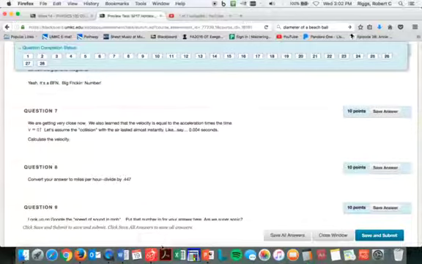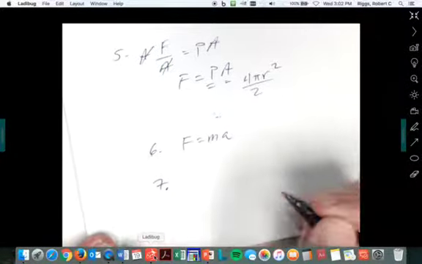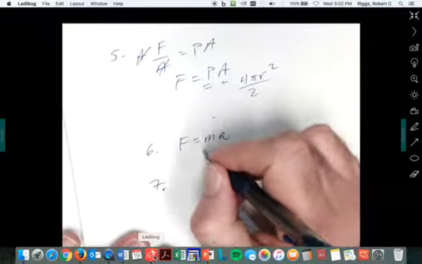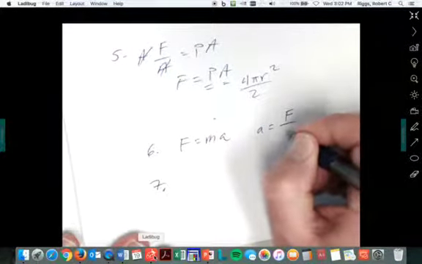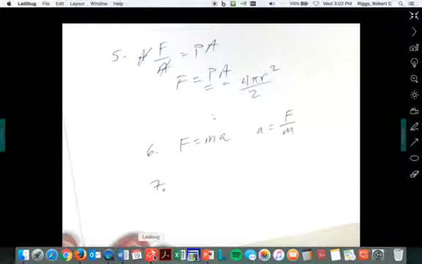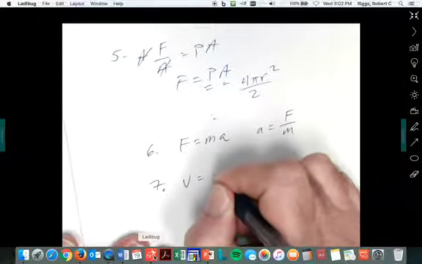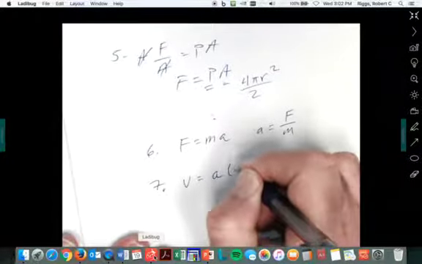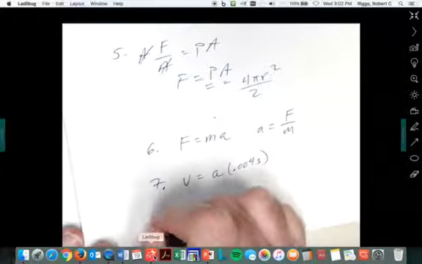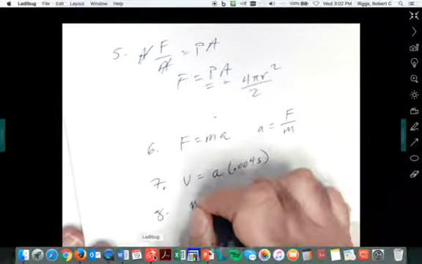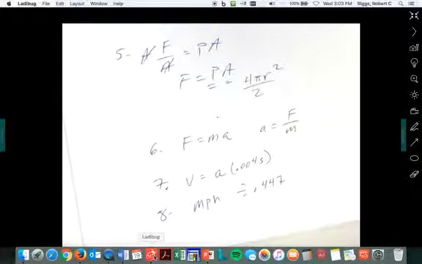So what do you do on problem 7? In problem 6, you found that the acceleration will equal that force that you calculated divided by the mass of the ping pong ball. And then in 7, you'll find that the velocity is equal to that acceleration that you got times that 0.004 seconds. And then in question 8, convert that to miles per hour, which means you divide by 0.447. All right, we'll stop here.